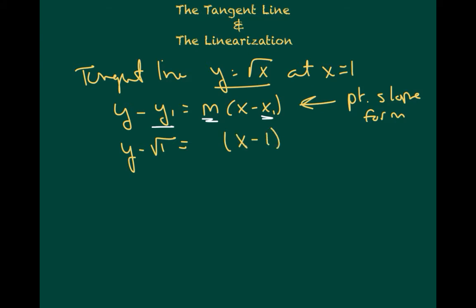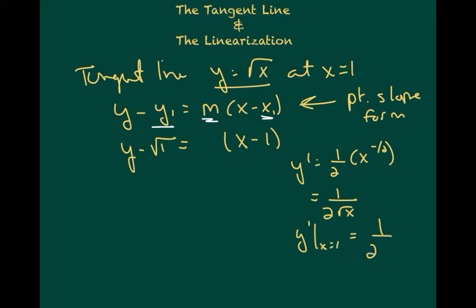Well, let's figure out what that derivative is. y prime is going to equal 1/2 times x to the negative 1/2. And let's simplify that. So we get 1 over 2 root x. Now, if you evaluate that when x equals 1, that equals 1 over 2 times the square root of 1, which is, of course, just 1/2. So, if we simplify this, we get y minus 1 equals 1/2 times x minus 1.